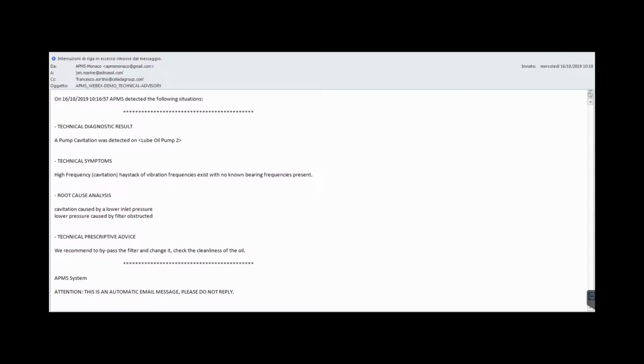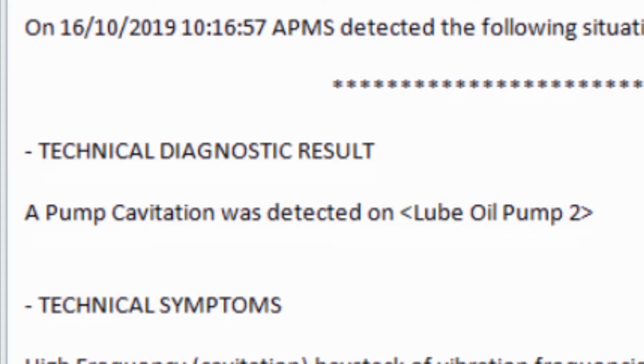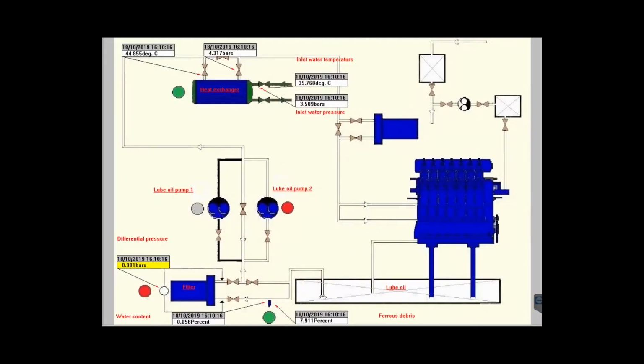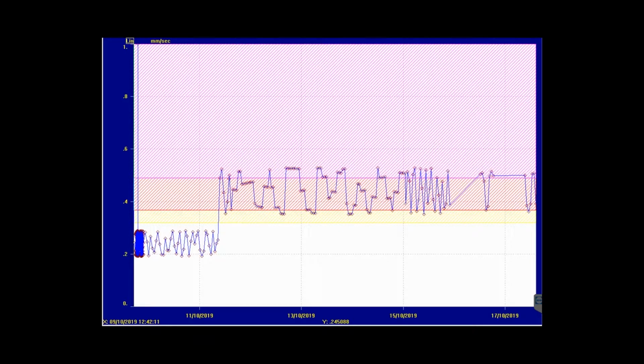Technical diagnostic result. In the first point, the system notifies us of a start of cavitation in the lube oil pump 2 component. Through the application we can note that various sensors of the pump have gone into alarm. The critical level of these alarms can range from yellow, out of optimal, to red, warning, and purple, critical, the more serious cases of the three.